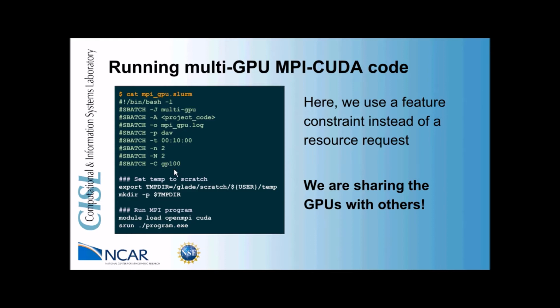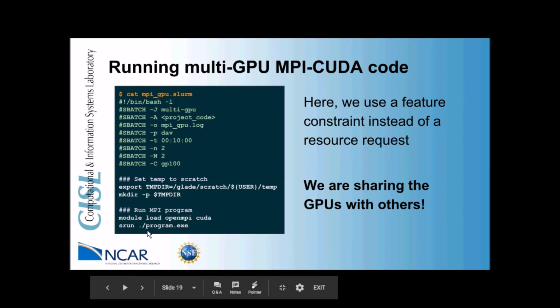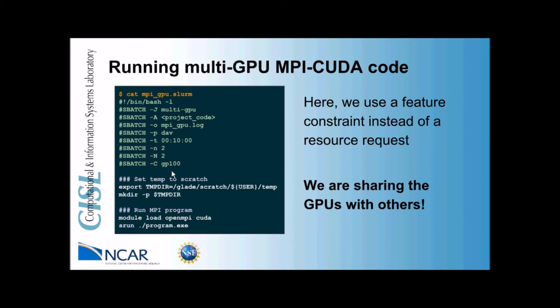So for running it, I would run it in a batch script just because there I can easily control my available resources anyway. So here in this job, I'm asking for 2 tasks, 2 MPI tasks across 2 nodes, so it'll be 1 task per node. Each of these is going to have the 1 GP100 GPU. And then here I again have to load the OpenMPI and CUDA modules, and then I srun my program, and that's because I'm running with MPI. Now again here I'm using a feature constraint instead of a consumable resource, so I'm sharing the GPU with others.